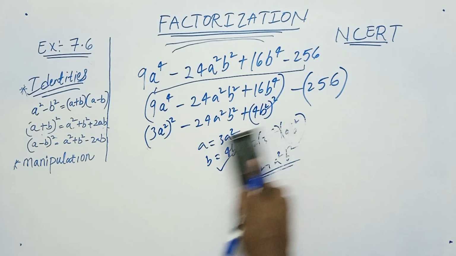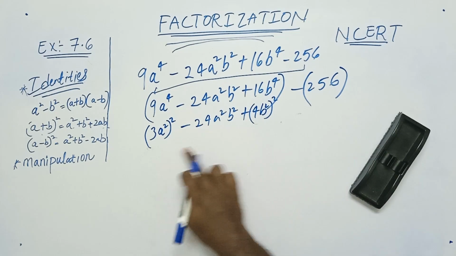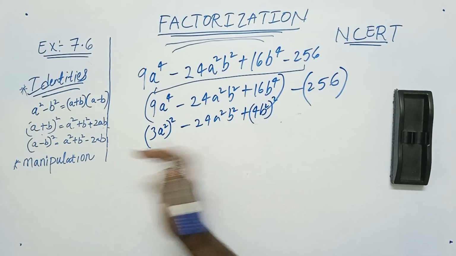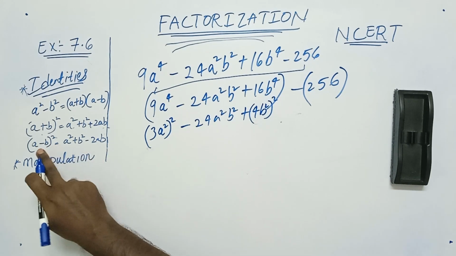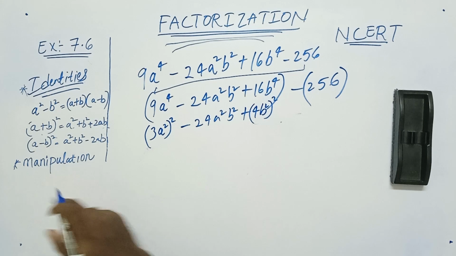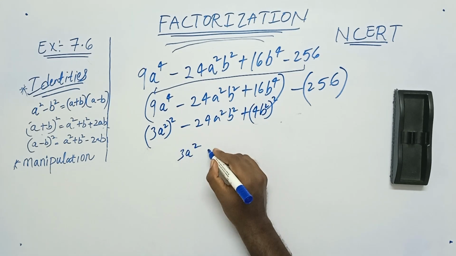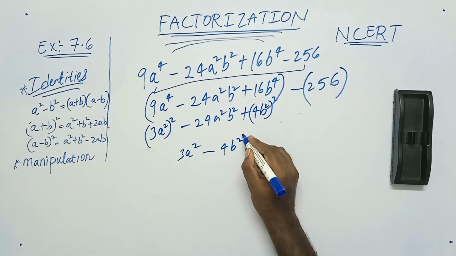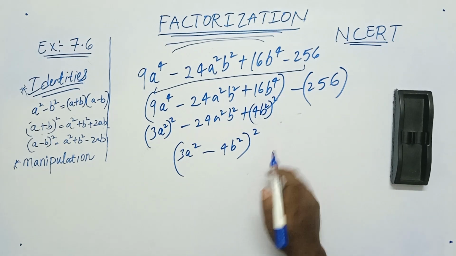So the given expression is in the form of a square plus b square minus 2ab. What is the value equal to? a minus b whole square. Now I'm going to write a as 3a square and b as 4b square, to the whole square. Here you have a minus sign.